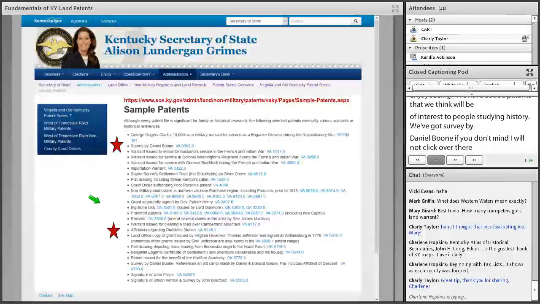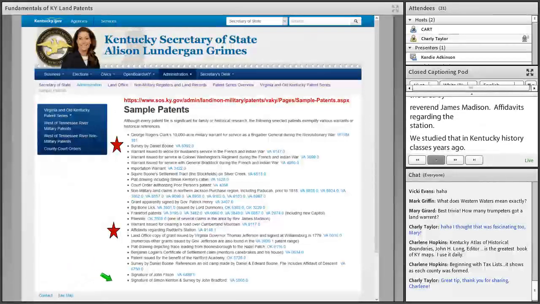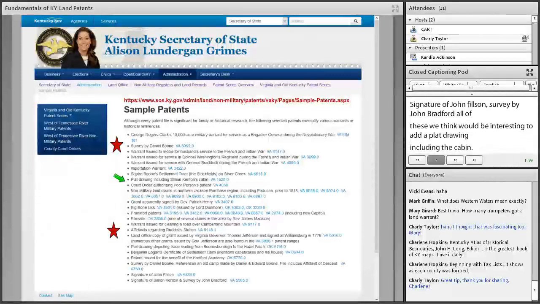One of several claims in the area by Reverend James Madison. Affidavits regarding Ruddle Station. We studied that in Kentucky history classes years ago. Signature of John Filson. A signature of Simon Kenton. And a survey by John Bradford. All of these we think would be interesting to add a plat drawing, including Simon Kenton's cabin. And then you can run that survey forward through the deeds to confirm the location. This is handy for historical preservation purposes.